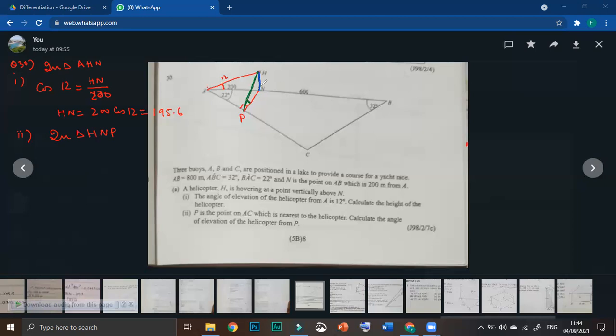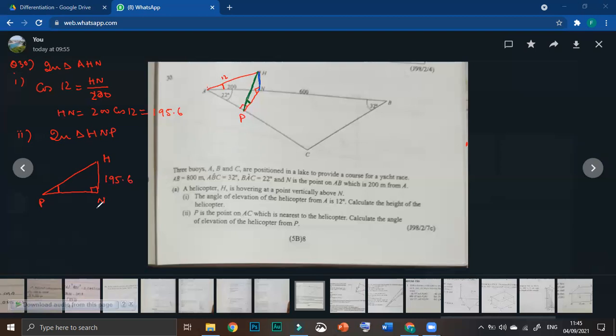N. Can we see the 90 degrees properly? No, sir. Okay, then we will redraw the triangle. This one is P, this one is N, and this one is H. We want to find this angle of elevation. We have HN as 195.6. Can you find PN?